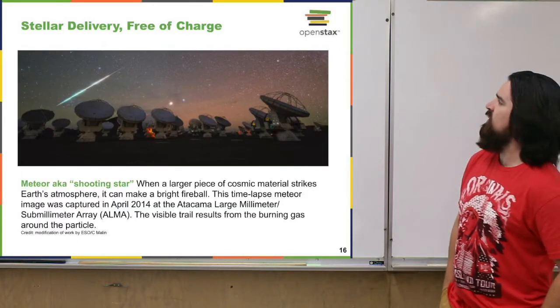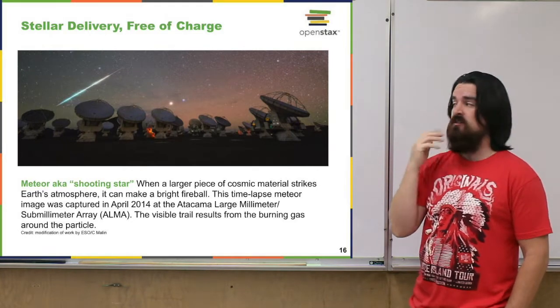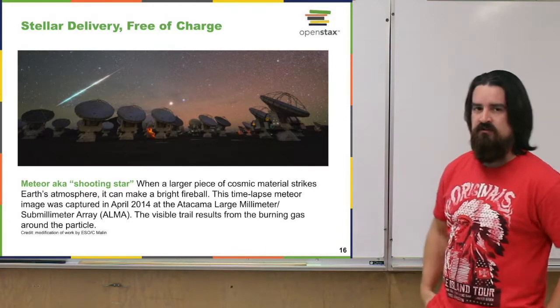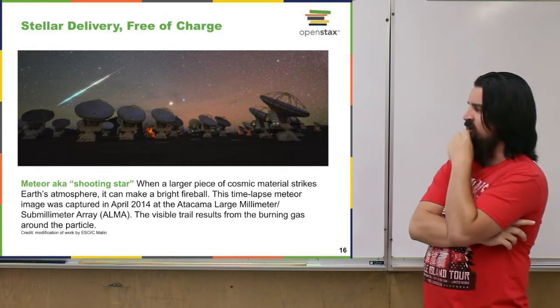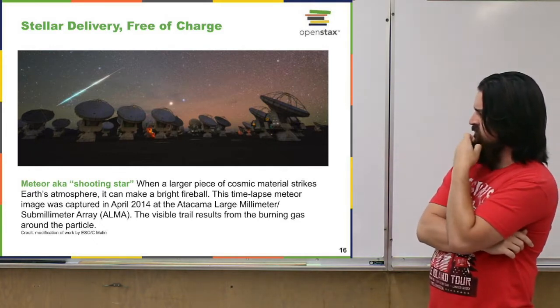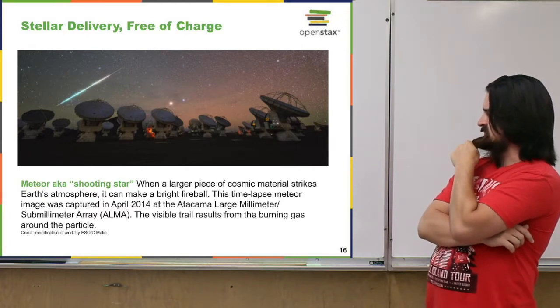So the last things we'll talk about in this lecture are generally pieces of asteroids or comets that encounter Earth, right? Hit Earth's atmosphere. Some of them make it through, some don't make it through. The image here is showing a regular meteor or a shooting star over the ALMA telescope array. I think that's in Atacama in Chile.